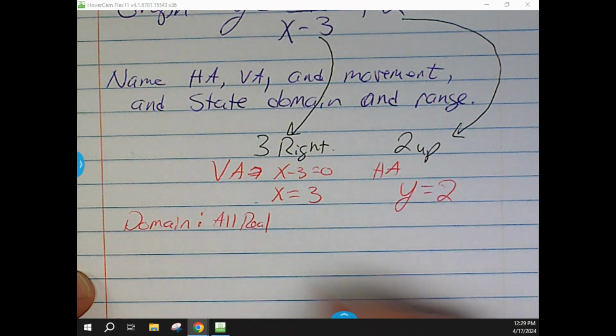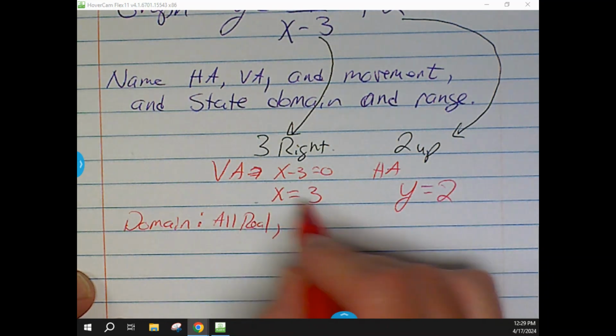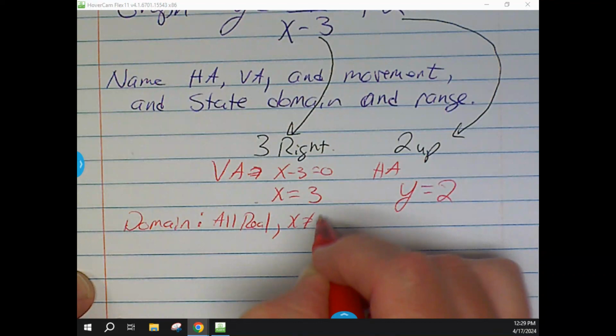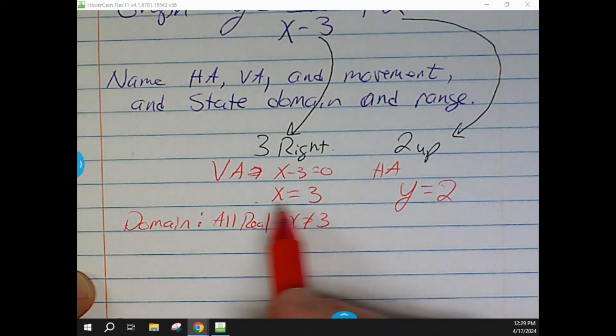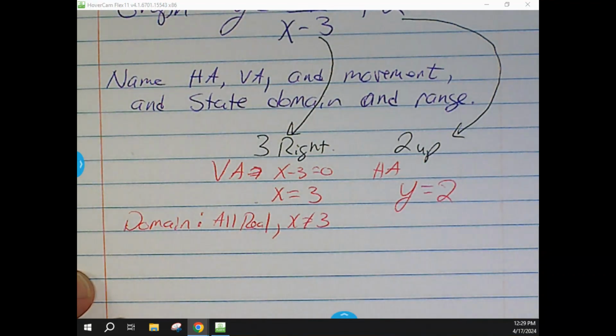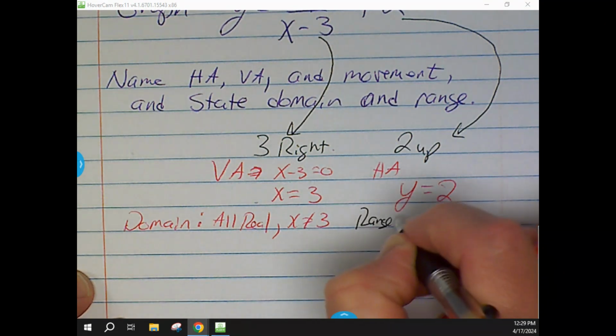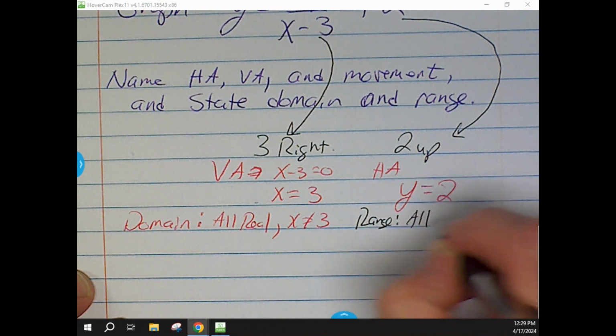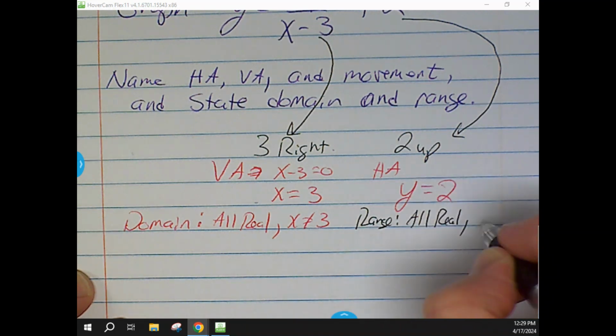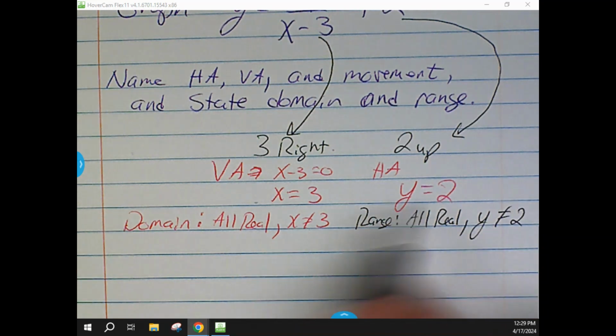All right, we'll say the domain is all real numbers except for, and then you just say x cannot equal this number right here. So it's everything except for x equals 3. Just put a slash through that to get that one. And then your range, that's all real numbers except for y cannot equal 2. Because again, these are the x equals 3 and the y equals 2.